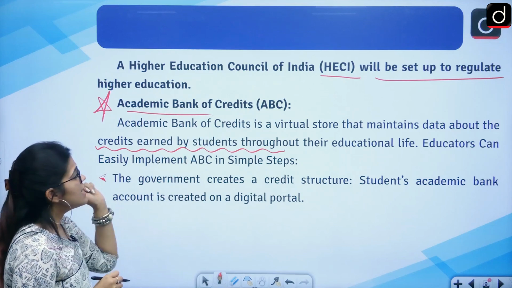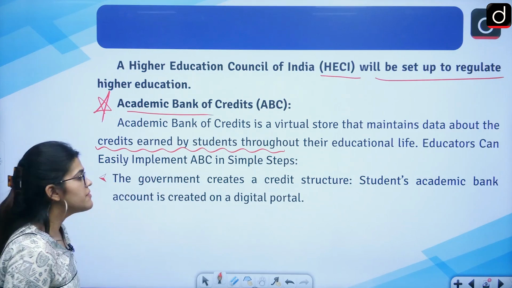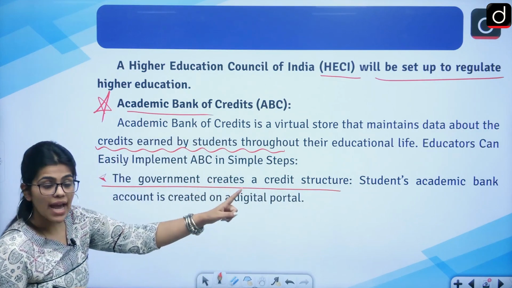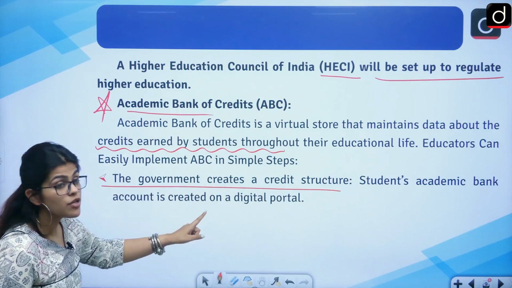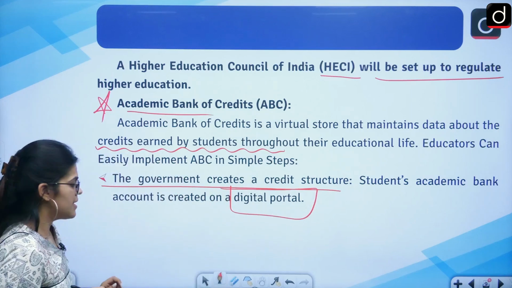Educators can easily implement the ABC in simple ways. What are these ways? The government creates a credit structure. Students' academic bank account is created on a digital portal. So it is a digital portal that is created.